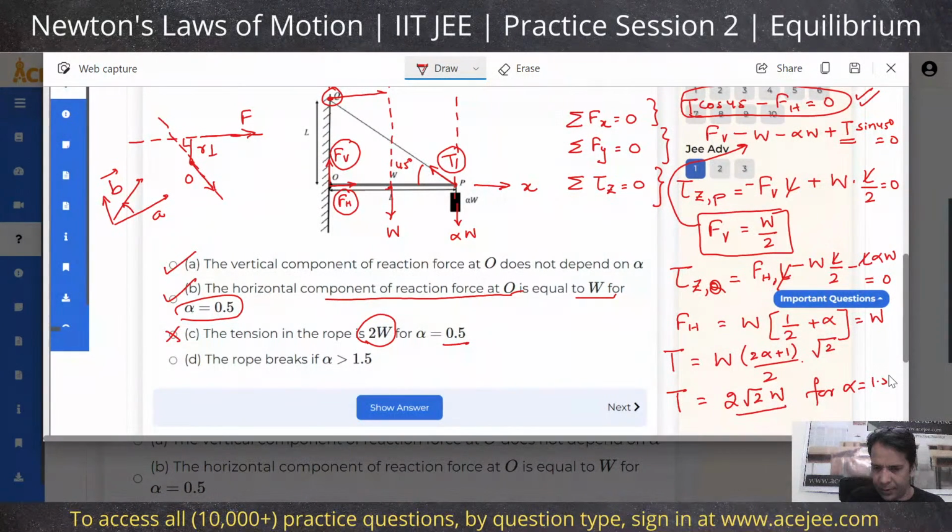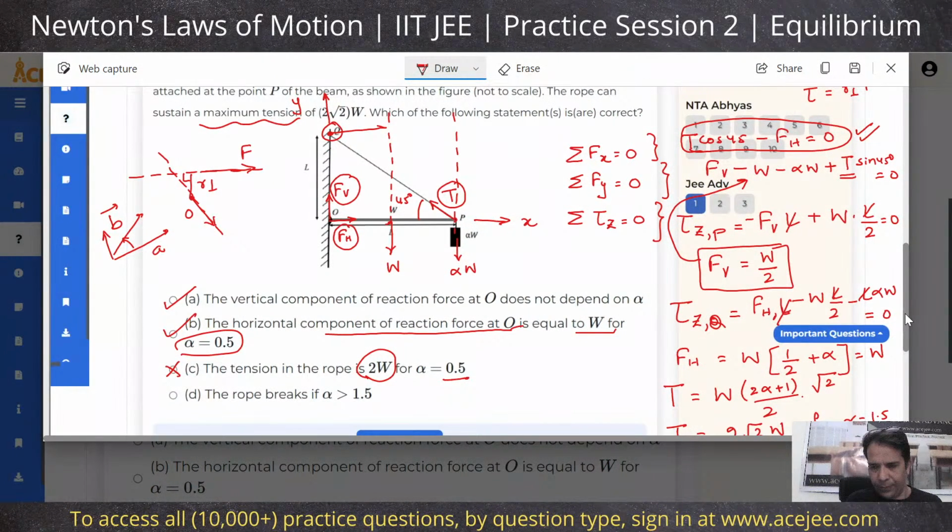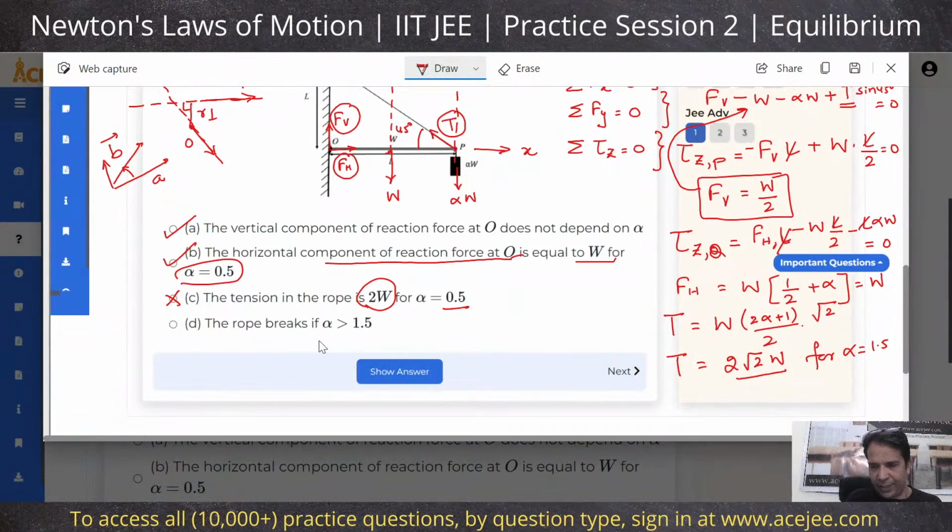The maximum tension. Which means if alpha is greater than this, then we know T will further increase because alpha is in the numerator. If tension goes beyond this breaking point, then the rope will break. So even this is correct. All set? Yes, sir. Okay.